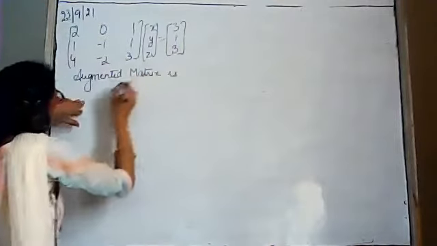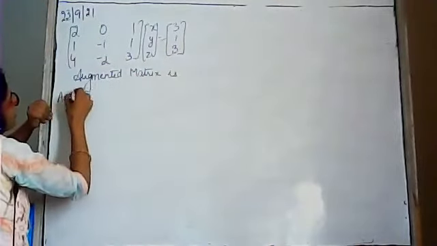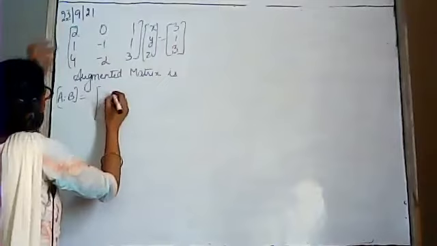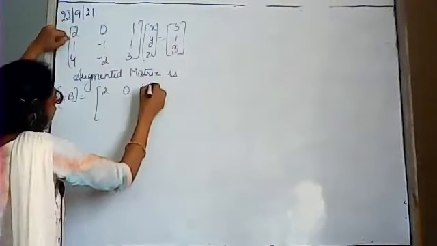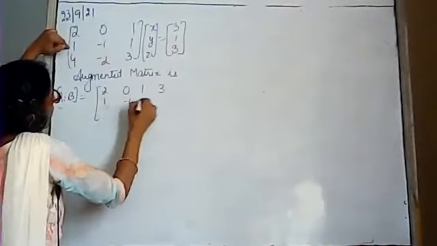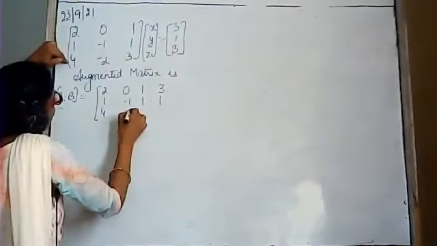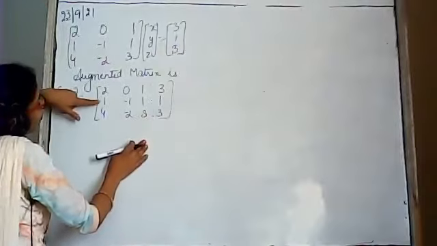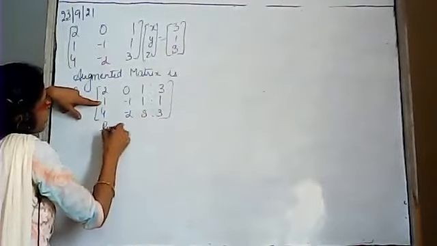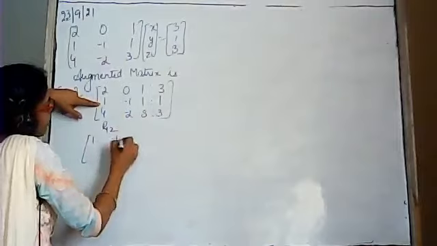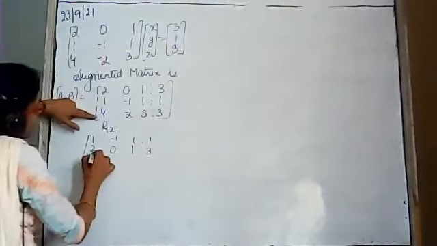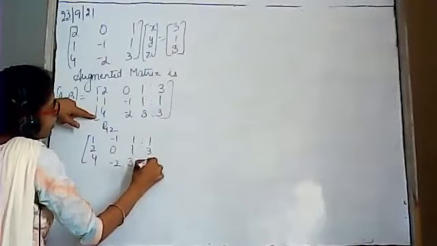Augmented matrix is A dots B. Augmented matrix means we are writing A and B in a single matrix, side by side. Now this is 2, 0, 1, 3, 1, minus 1, 1, 1, 4, minus 2, 3, and 3. Again, first of all, we are having 1 in the second position, so you can interchange R1 and R2. It will be 1, minus 1, 1, 1, 2, 0, 1, 3, 4, minus 2, 3, and 3.